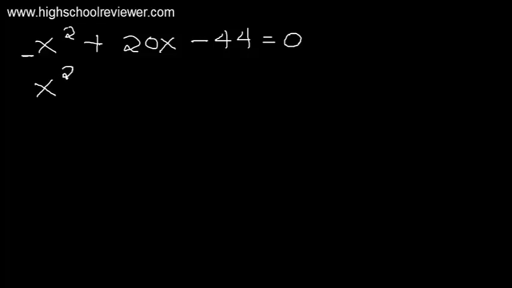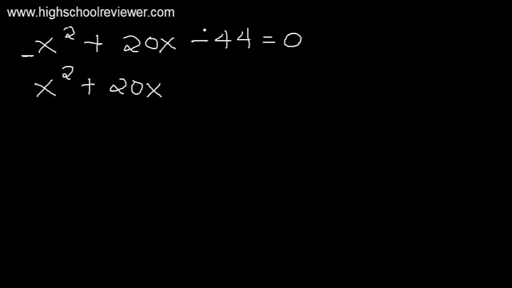Solving quadratic equations by completing the square. Our next problem, we will have x squared plus 20x minus 44 equals 0. So to solve quadratic equations by completing the square, make sure that there is no numerical coefficient before the first term. Okay, in this equation there is no numerical coefficient before the first term. We can now proceed. We have here x squared plus 20x.